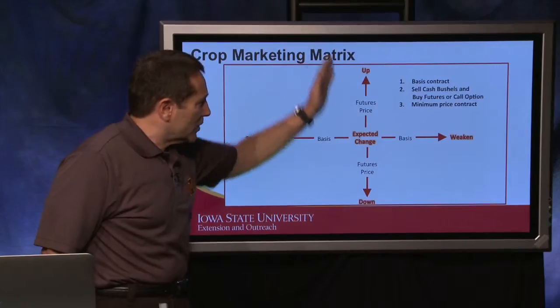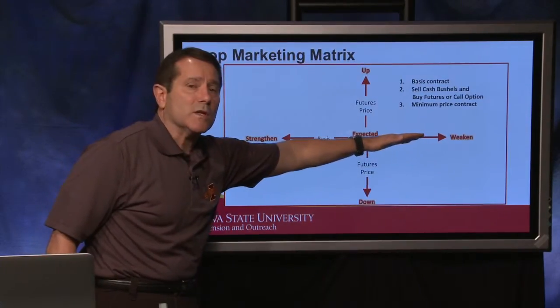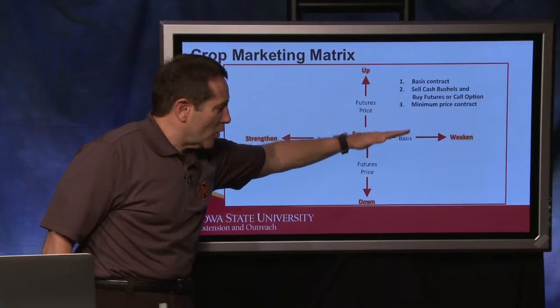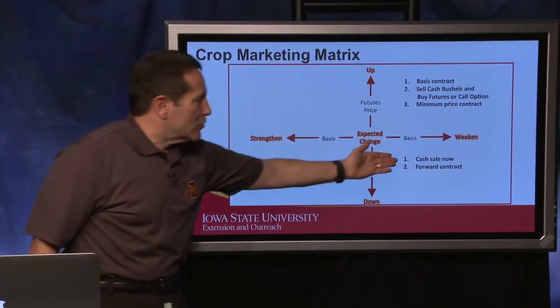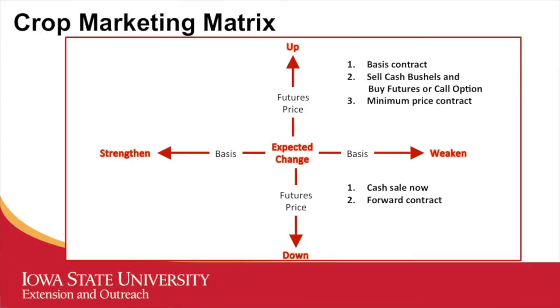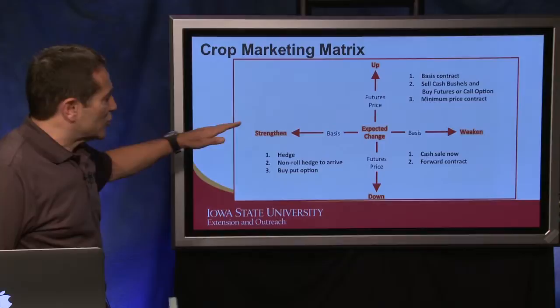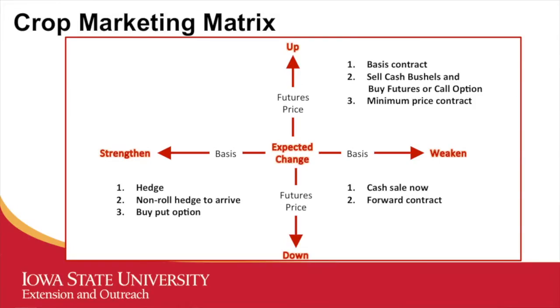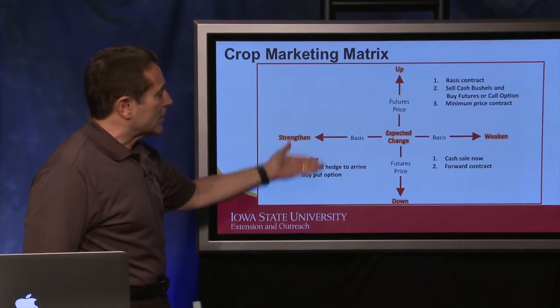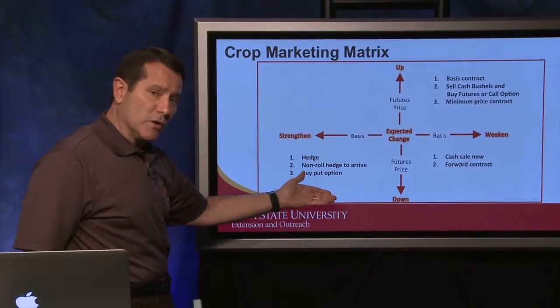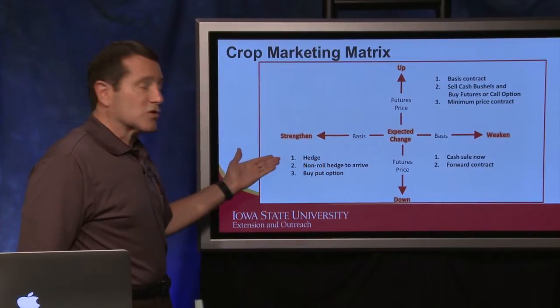So in other words, if you think the futures are going up but the basis will weaken, or if you think that the basis will weaken but the futures are moving lower, we're using tools like cash sale now, locking in both futures and basis, or a forward contract and delivering those bushels at a later point in time. With lower futures but strengthening basis, we might want to hedge or non-roll hedge to arrive, or buy a put option. In other words, we think that the futures prices are going to move lower in the future, but the basis is going to strengthen.